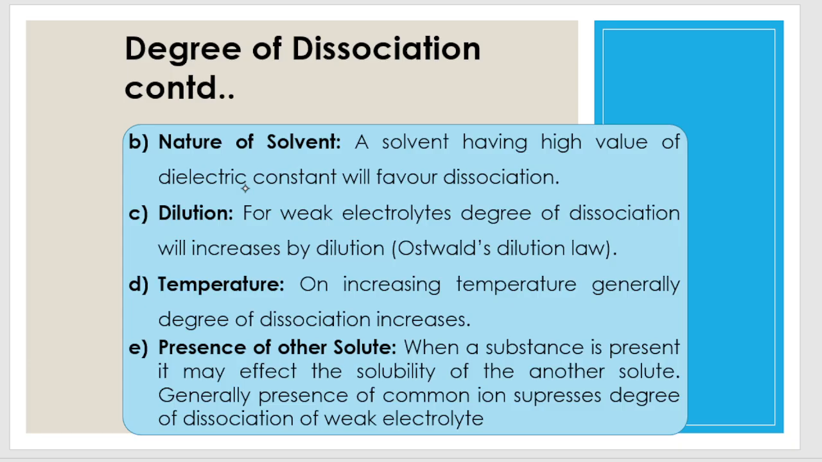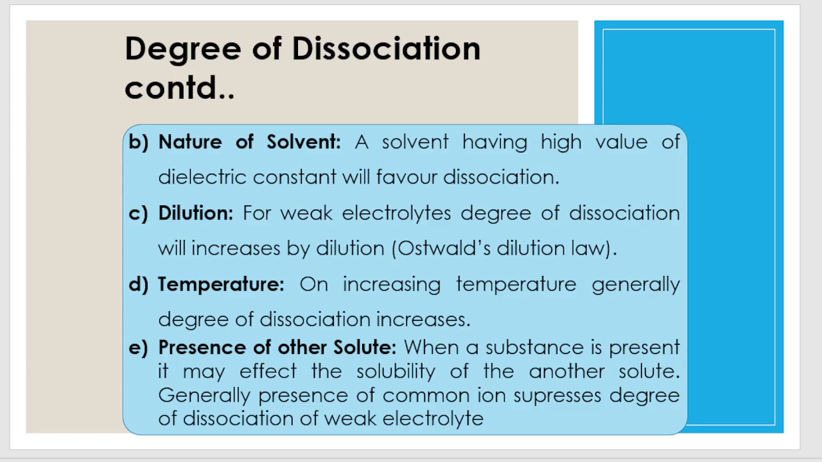The solvent with high dielectric constant favors the dissociation, hence alpha increases. On dilution, the ionization increases, hence the alpha increases. And whenever the temperature increases, generally the degree of dissociation increases. And in the presence of other solute, if any common ion is there, the electrolyte dissociation is suppressed, hence the degree of dissociation decreases.